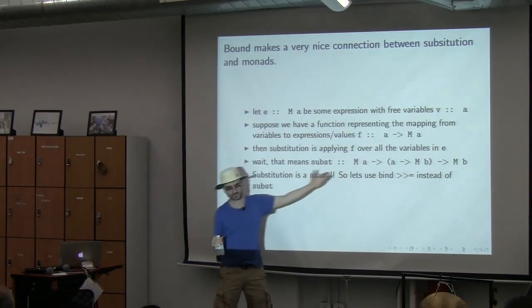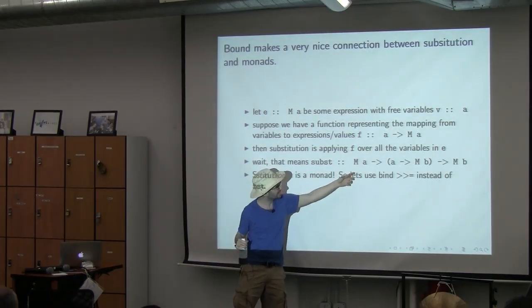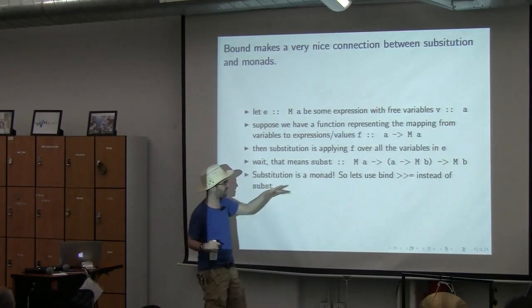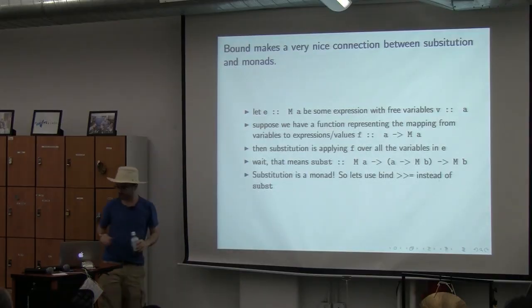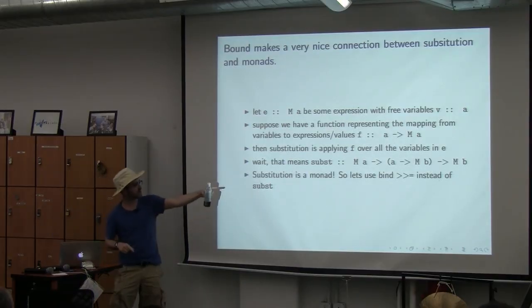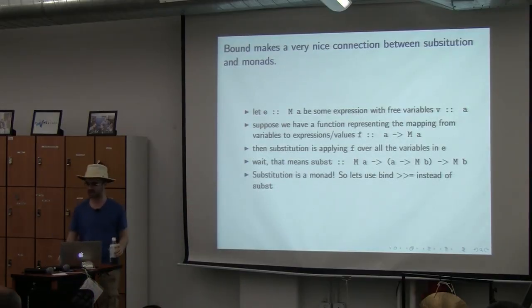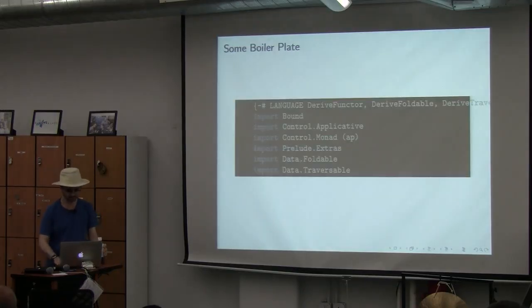And so substitution over all subexpressions looks exactly like monadic bind. And in fact, it is an instance of monad. So whenever you see monadic bind, actually just think: recursively substitute. OK?